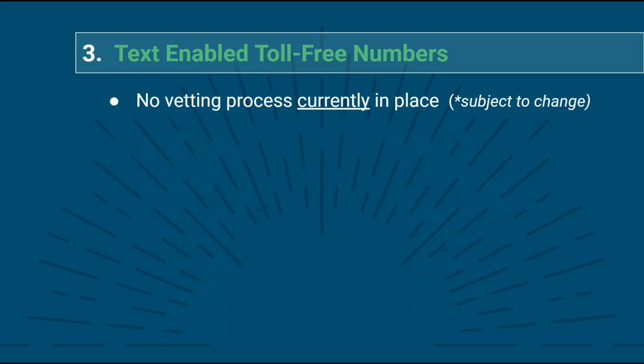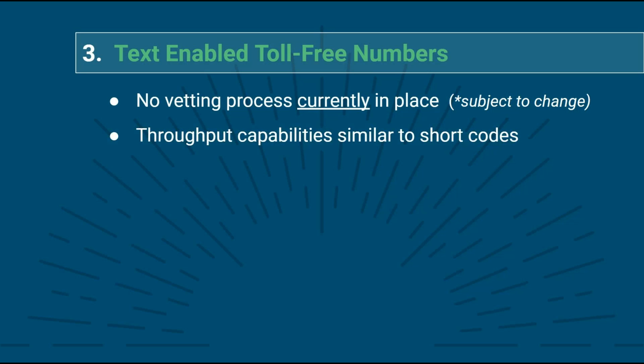And the reason is that currently there is no vetting process in place. Now, of course, that's always subject to change in the future. So part of the discussion is, once this vetting process gets put into place, applying the vetting process to toll-free numbers as well. But currently, there is no vetting process. The nice thing about toll-free numbers is that the throughput capabilities are similar to short codes, so you don't have to worry about blocks or anything like that due to volume. We have clients that are doing hundreds of thousands of messages a month on toll-free numbers without any issues.